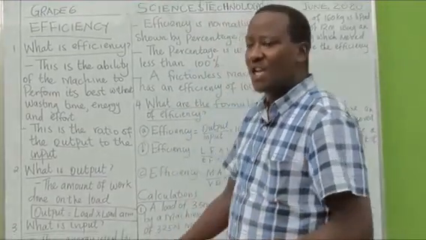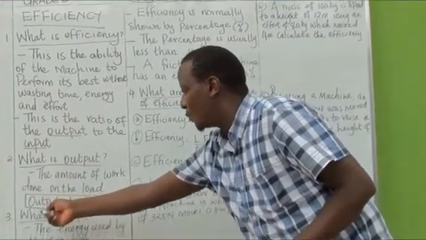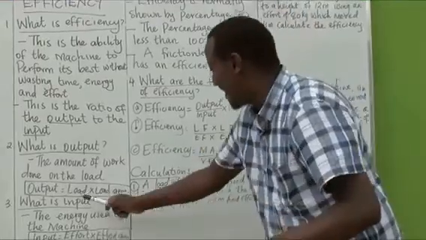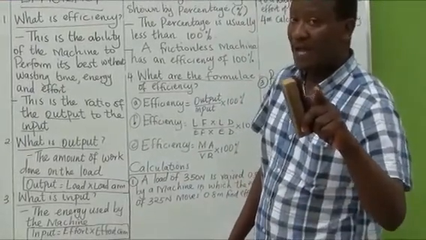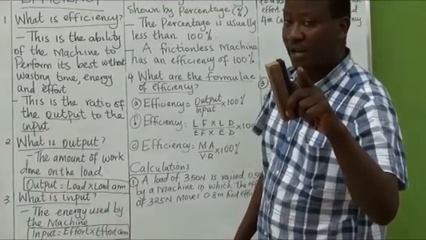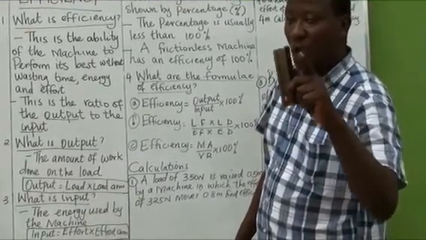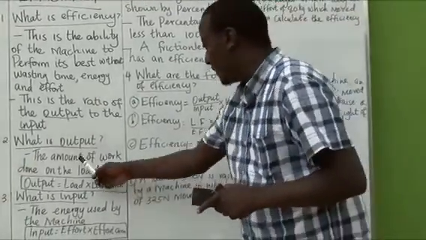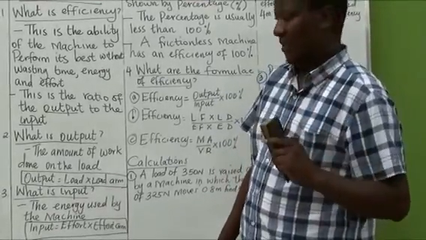That is why if you look at this one here, I've said that output is equal to what we call the load force times the load arm. What is load arm? You remember? Load arm is the other name for load distance. So the product of the load force times the load distance is the same as output. Output is the amount of work that is done on the load. Please take note of that.